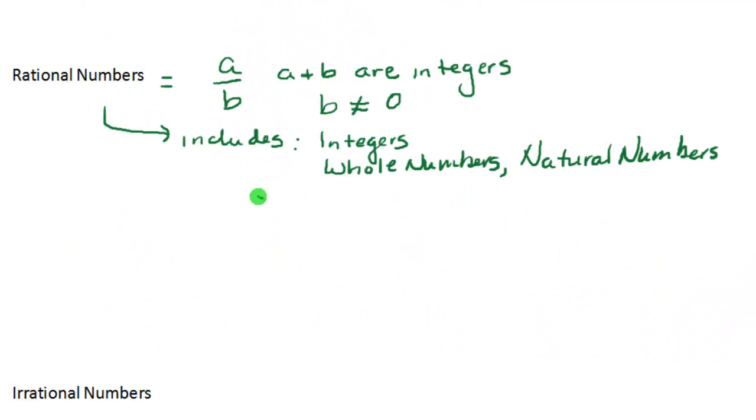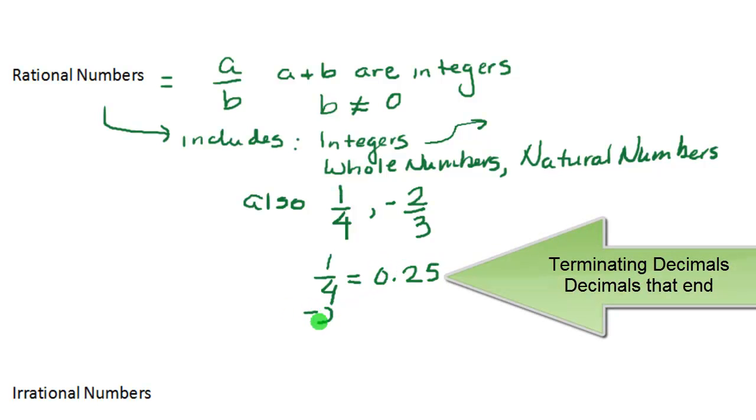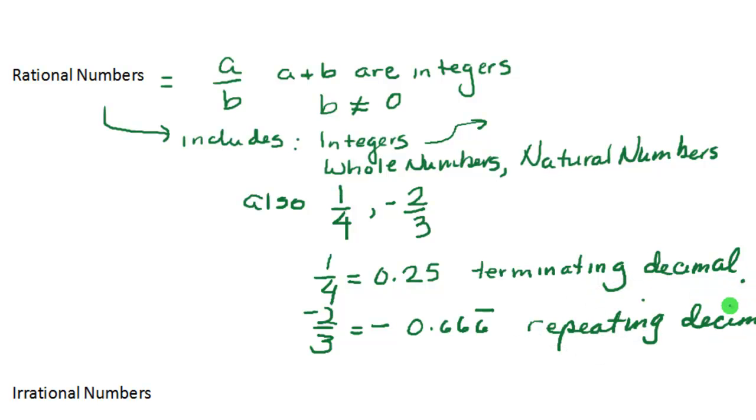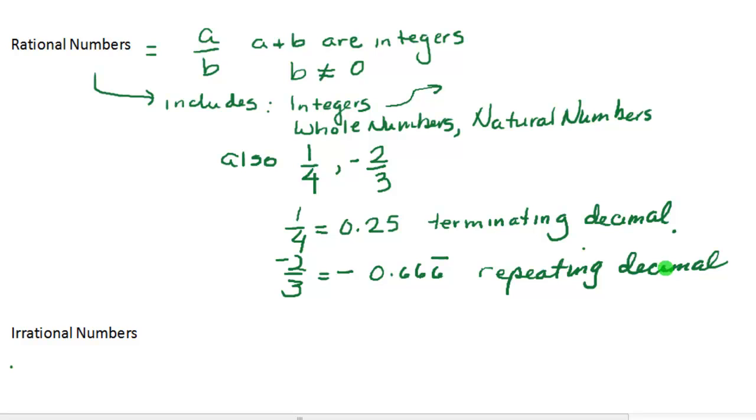So therefore, the rational numbers include the integers, the whole numbers, and the natural numbers, but they also include fractions such as 1/4 or -2/3. These are also rational numbers. So in terms of decimals, you know that 1/4 is also 0.25. So we say that terminating decimals are rational, and -2/3 is a repeating decimal. And so all repeating decimals are rational numbers.